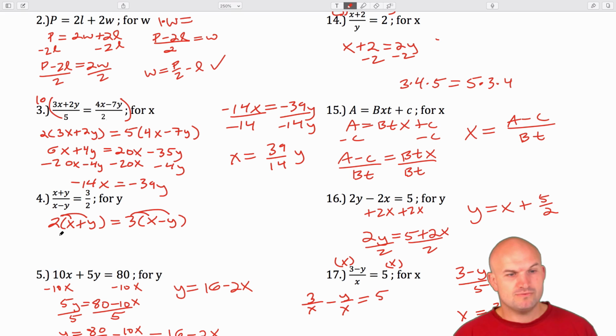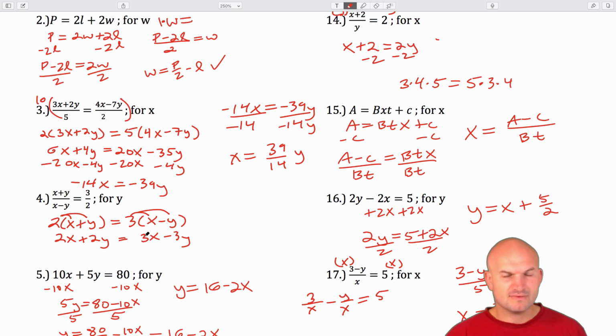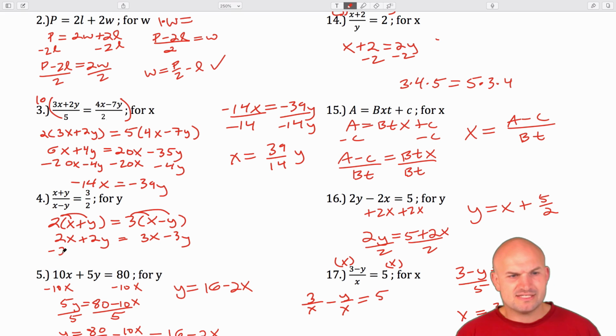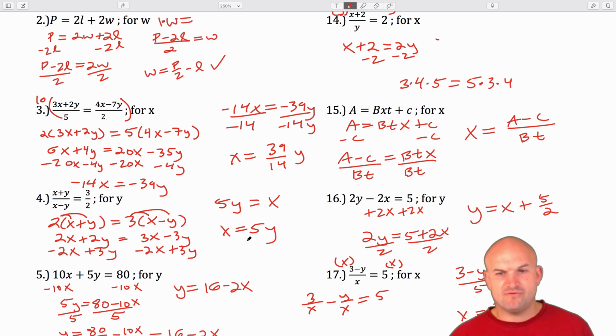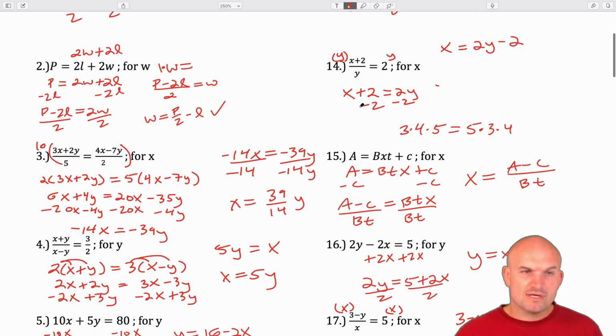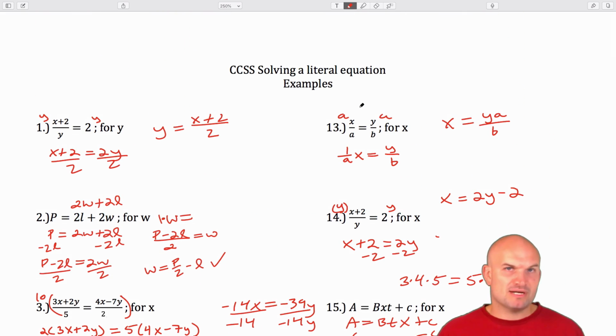We're going to distribute that 2. So therefore I have 2x plus 2y equals 3x minus 3y. And now again, I just need the x's on the same side. I recognize in this case that I'm going to get the x's to the left side. Again, I'm just going to use my inverse operations here because I want to solve for x. So that's going to give me 5y is equal to a positive x, or x is equal to 5y.